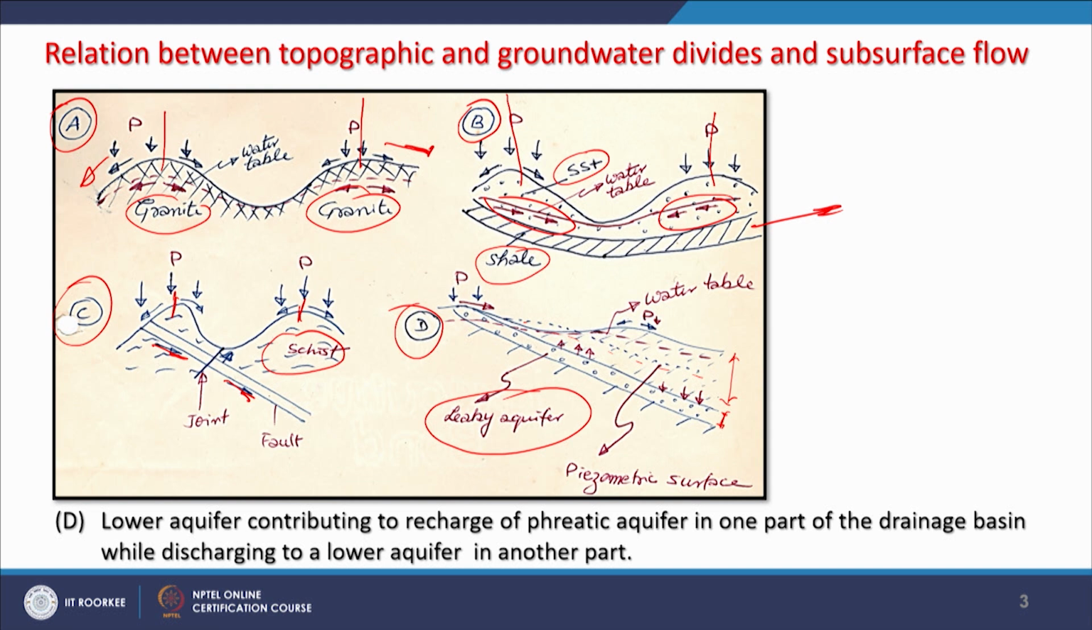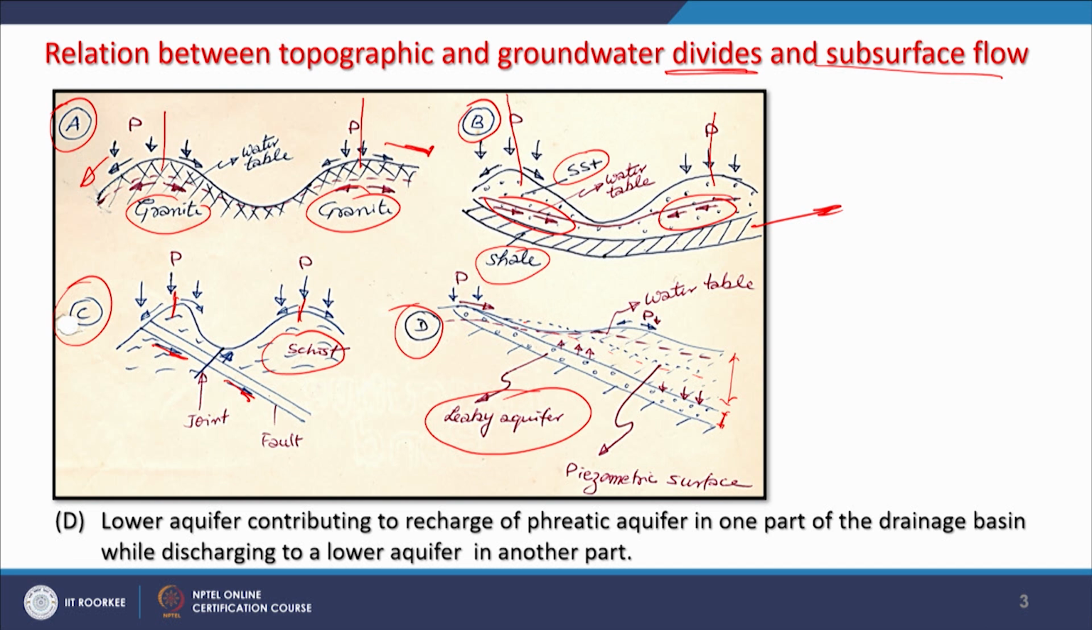So sometimes when we do not get the expected results, one should always try to understand what is beneath the earth, what is in the top layers, how they are behaving, what their attitude is, how they are fractured and weathered. If we can get some information about subsurface conditions, then we can understand the subsurface flow and water divides, the groundwater divide. What I am trying to say is that groundwater divides and water divides on the surface need not be the same all the time.